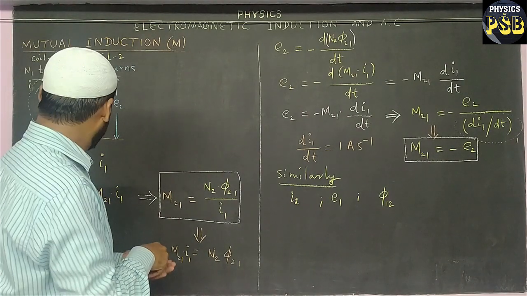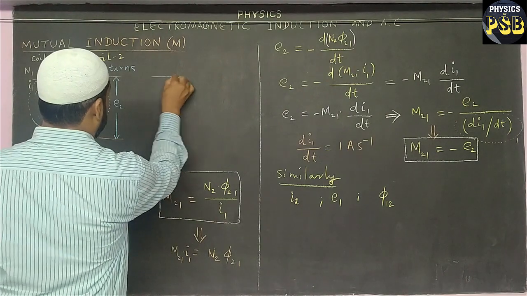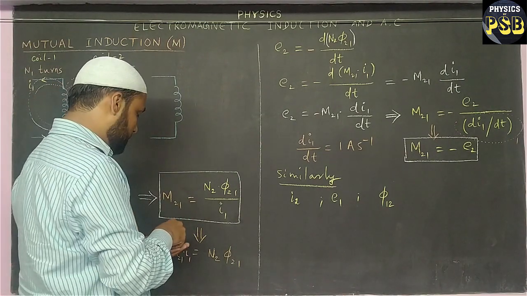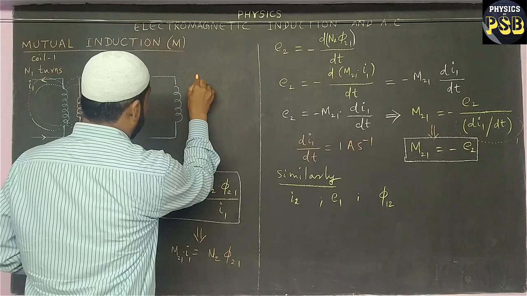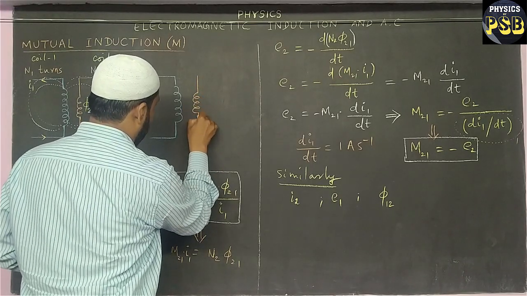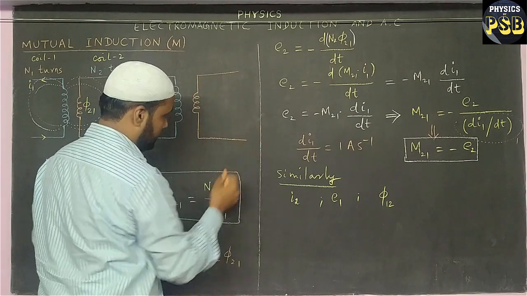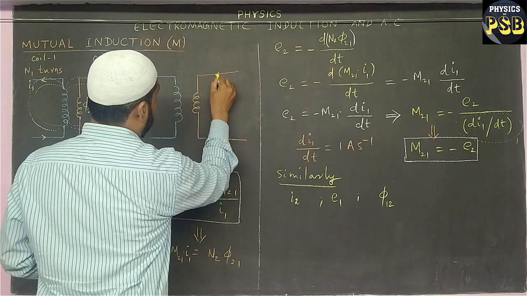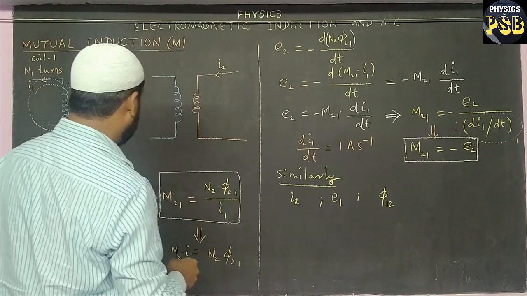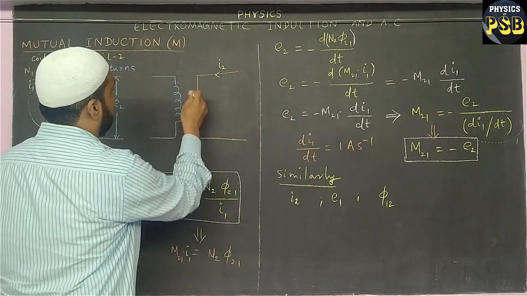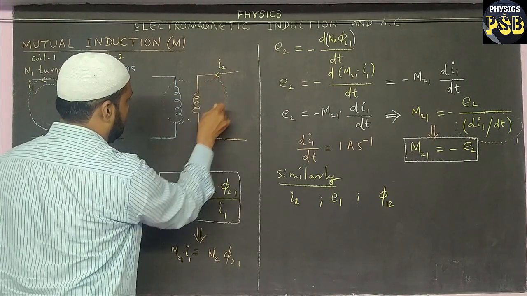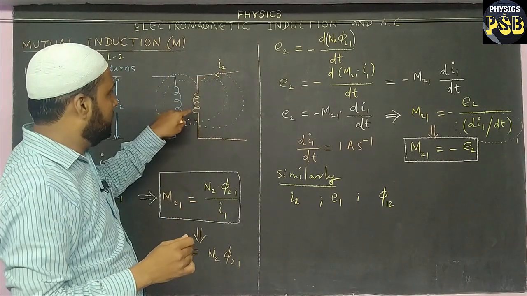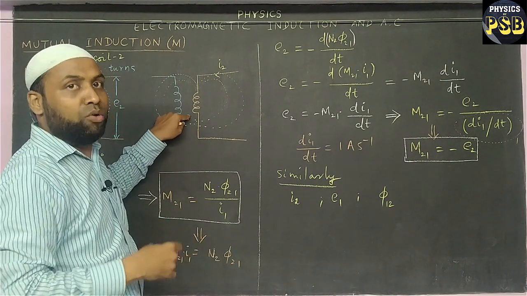No, I will draw and show this to you. That is the same. This is the first coil with N1 number of turns. And here I have the second coil. As I said, current I2 flows through the second coil. Now, it produces a magnetic field in the second coil. Suppose this current changes with time, then the magnetic field will also change with the time.